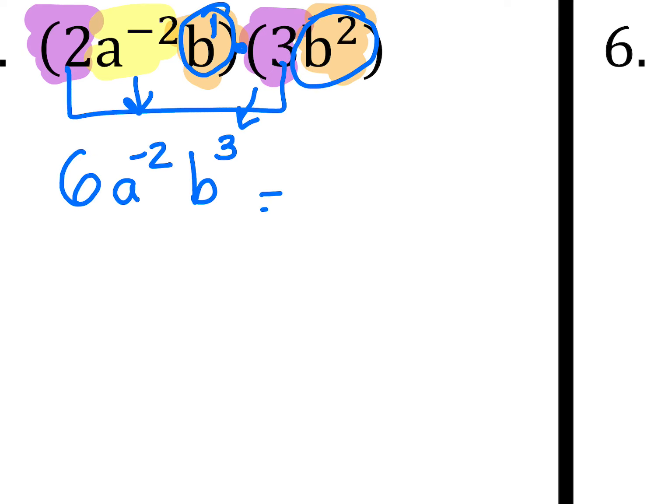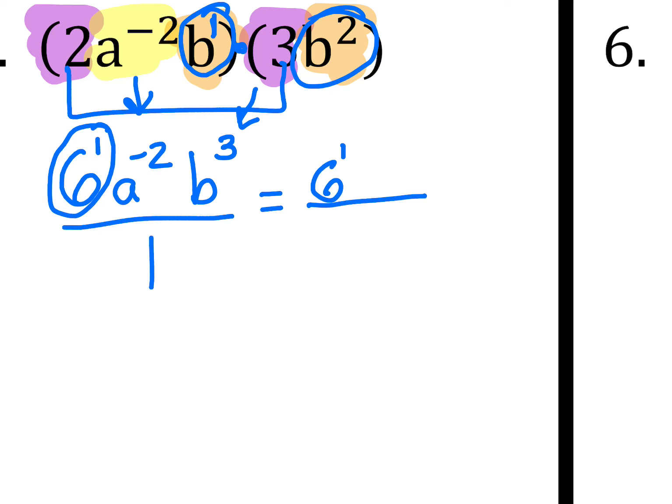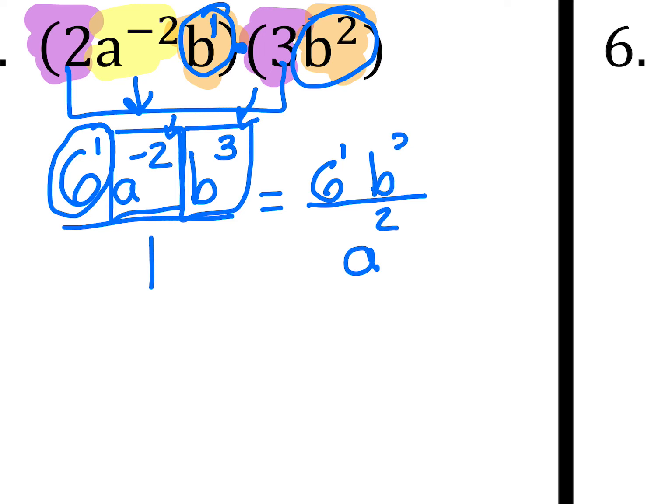Now we can simplify from here. Notice we have this negative exponent that we need to get rid of. What's the invisible exponent on the 6? Well, that's a positive 1. So 6 to the 1st, does it stay on top or does it go to the bottom? Well, it's positive, so it stays on top. A to the negative 2nd has a negative exponent, therefore it has to go to the bottom to become positive. B to the 3rd is on top, has a positive exponent, so it stays on top.